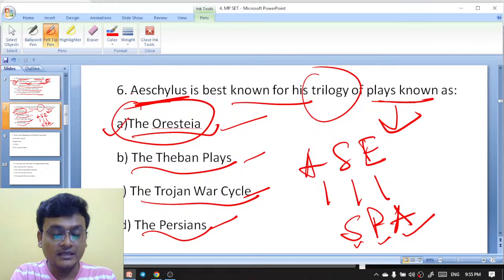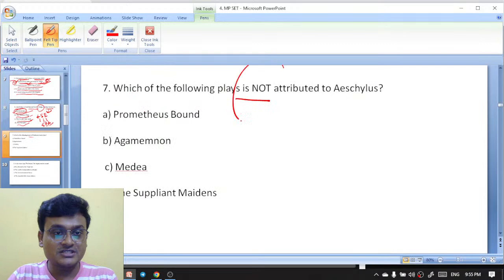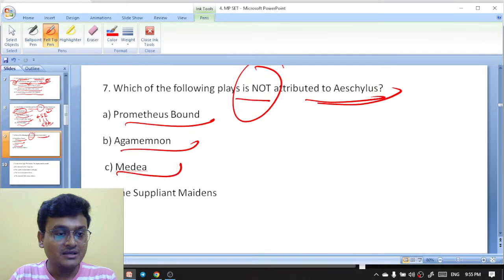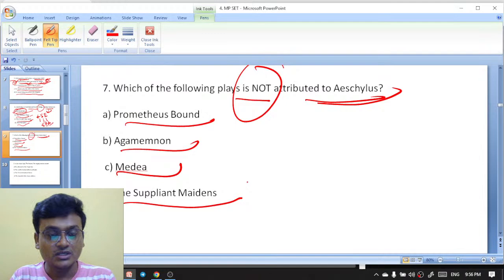By killing, that is Agamemnon. Which of the following plays is not attributed to Aeschylus? The Prometheus Bound, Agamemnon, Medea, the Suppliant Maidens.